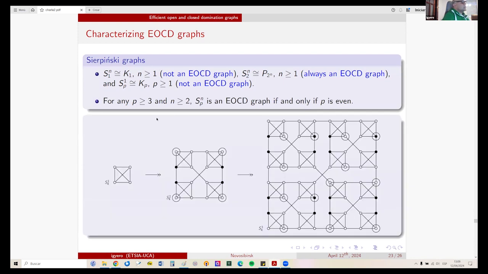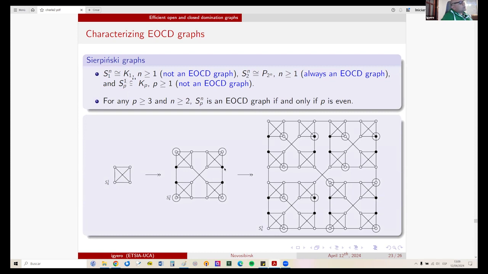Here, for instance, we have an example. I mean, we know that this is not the case because we already have it here. This S sub P sub 1 is isomorphic to KP. I mean, the first step is not an efficient open closed domination graph. It's never, because it is efficient closed, but it's not efficient open. But now, when we pass to the second step, we can always do this construction.